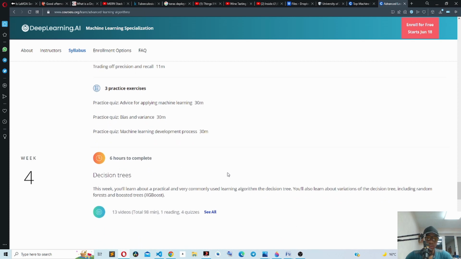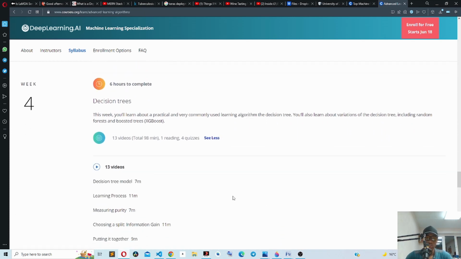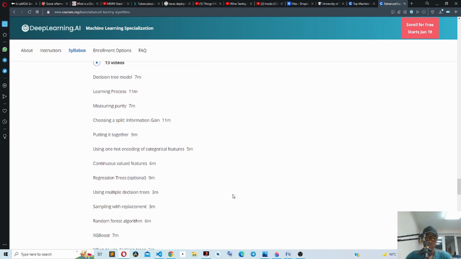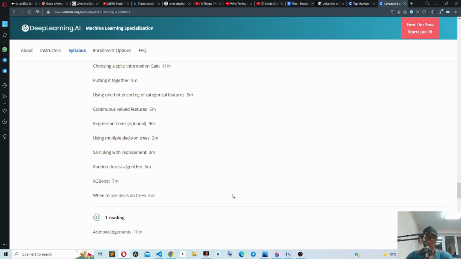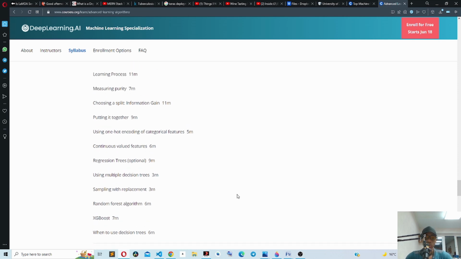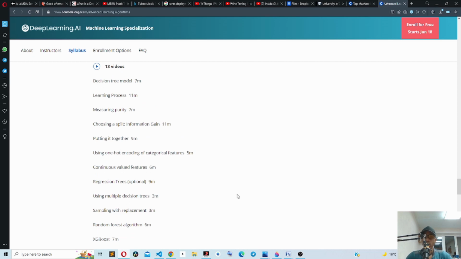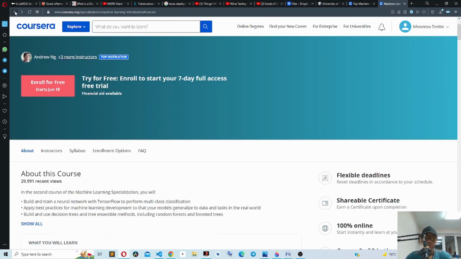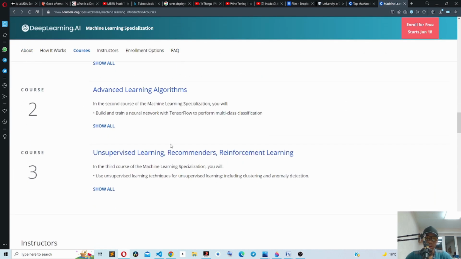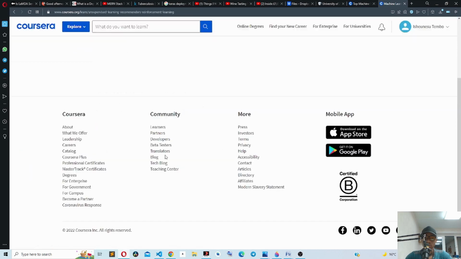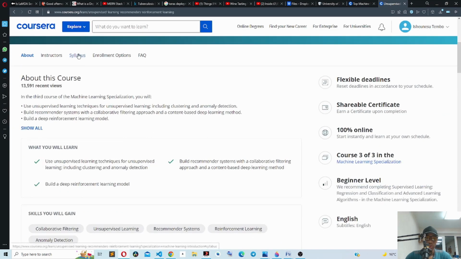And then decision trees. Decision tree model, learning process, measuring purity, choosing a split, XGBoost algorithm. So you learn about decision trees and their weaknesses, and then there are other algorithms that were created to compensate for those weaknesses, such as the random forest and XGBoost. So that's basically it for the advanced learning algorithms course. And then the third course is unsupervised learning, recommenders, and reinforcement learning. Wow. So let's look also at the syllabus.